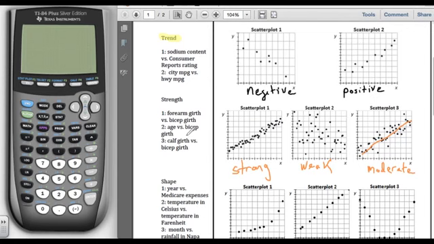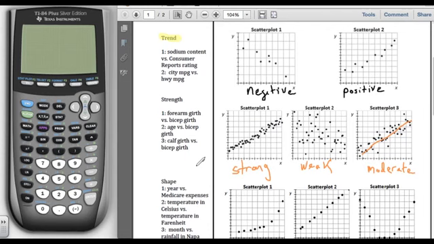Scatterplot 2 is weak. That's a person's age as well as their bicep girth. Well, age doesn't have to affect your biceps. You can be 20 years old and have huge biceps or have small biceps. And you can be 50 years old and have huge biceps or small biceps. So there's a weaker relationship there.